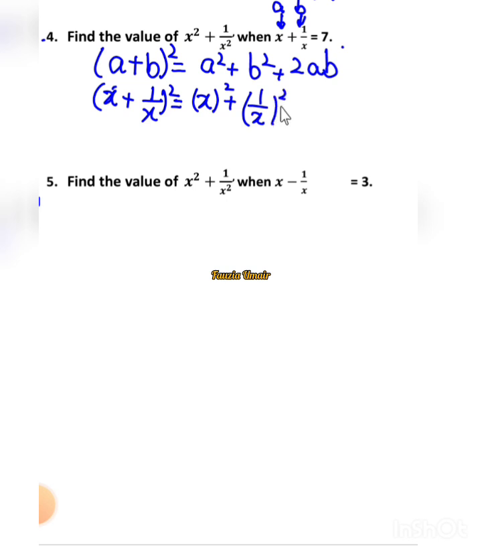Now the middle term is plus 2 into x into 1 by x. Now if you see closely, this x is cancelled. So basically my formula is x² + 1/x² + 2. This is a very special case. (x + 1/x) whole square.